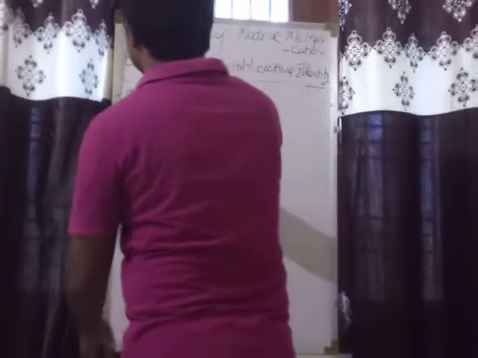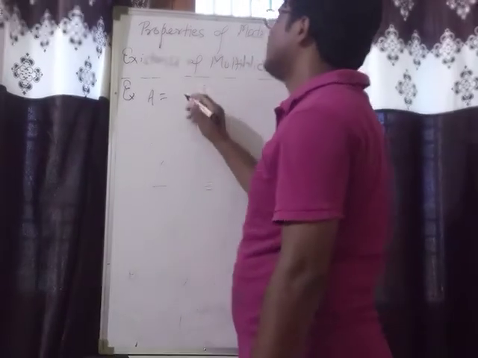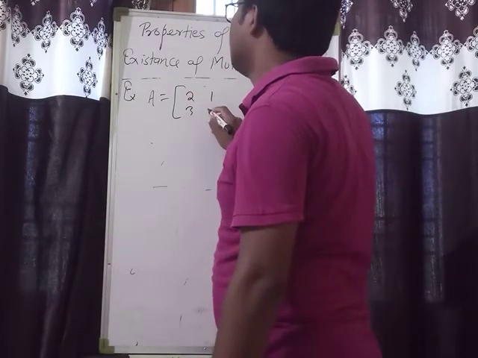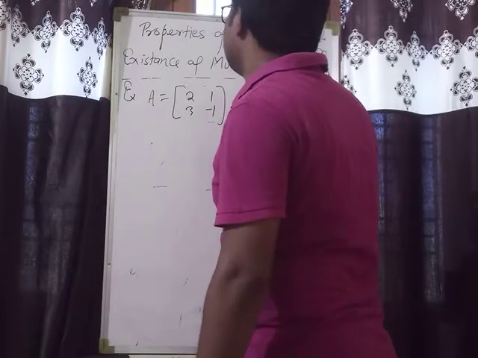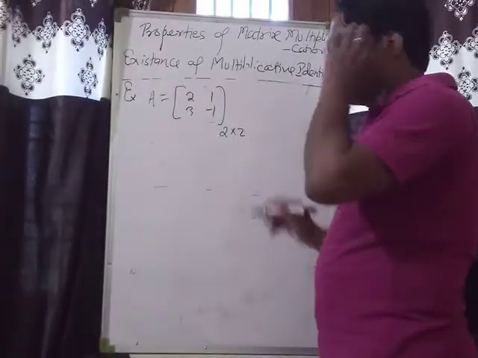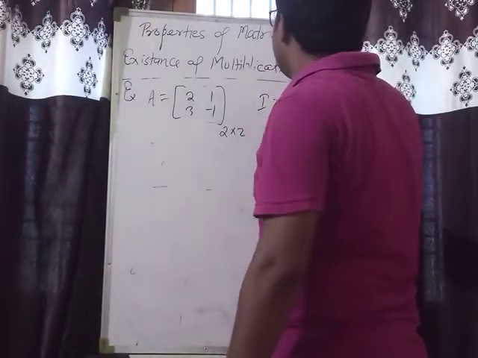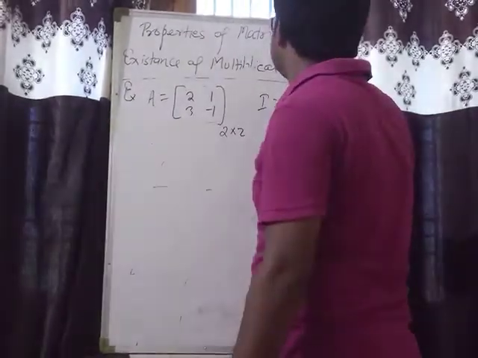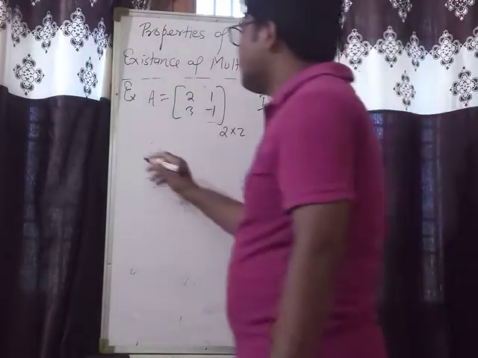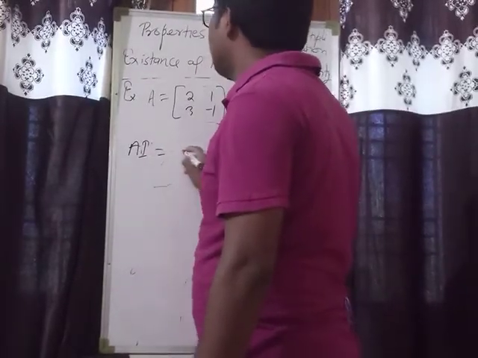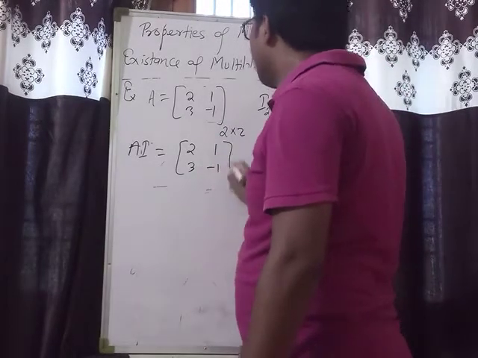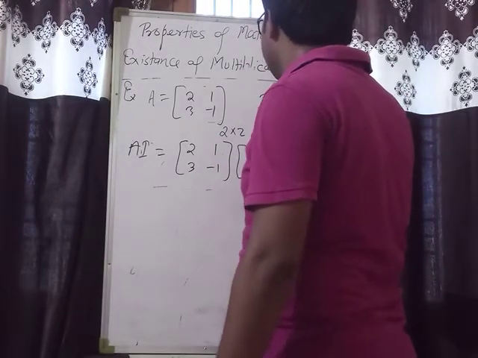Consider an example. Consider a set A that is 2 by 2, that is [2 1; 3 -1]. So you can see this is a square matrix of order 2 by 2. Consider I of order 2 by 2, meaning [1 0; 0 1], that will be the identity I2. Now find out AI.